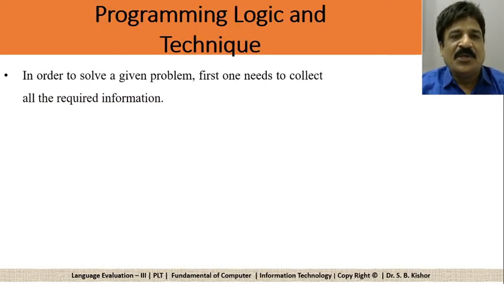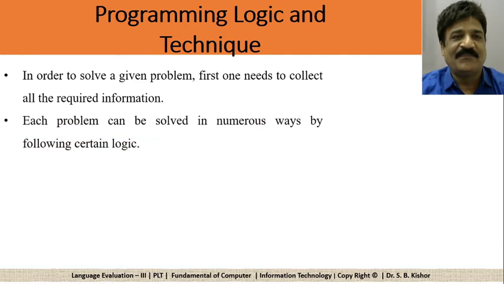Now, what is programming logic and technique? In order to solve a given problem, first one needs to collect all the required information. Without this, it is not possible to solve a problem. So first of all, you need to collect all the basic information required to solve that particular problem. After collecting the information, a problem can be solved by different mechanisms. That is, each problem can be solved in numerous ways by following a certain logic.